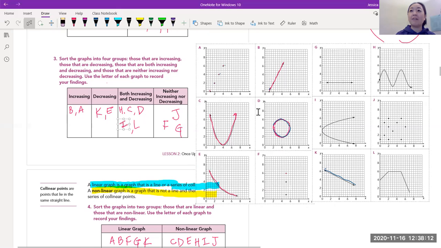So F, we're looking at F. Where's F? Oh, right here, straight up and down. That's not increasing or decreasing. You're like, but it's going down. But if you go left to right, there's no other point, right? So this is neither. You can't say increasing or decreasing. Same thing with J. And G, where's G? Right here. Yep, it's a straight flat line, straight across, right? So that one is not increasing or decreasing. It's just constant, going straight across.